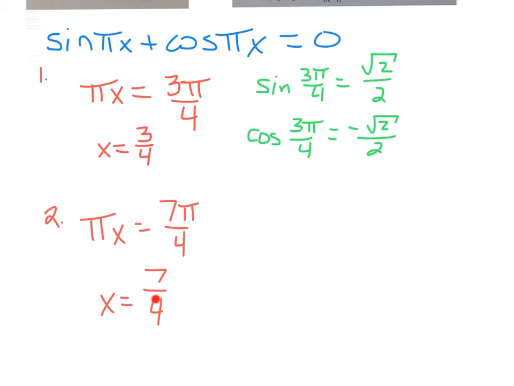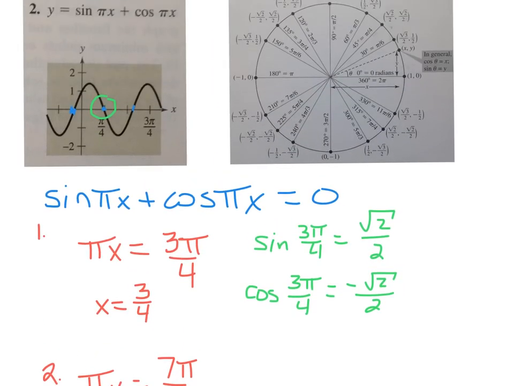But if we plugged in 7 over 4 here, we'd be finding the sine of 7 pi over 4 plus cosine of 7 pi over 4. And again, that would give us a negative radical 2 over 2 and a radical 2 over 2. Okay, so that's the next one here.